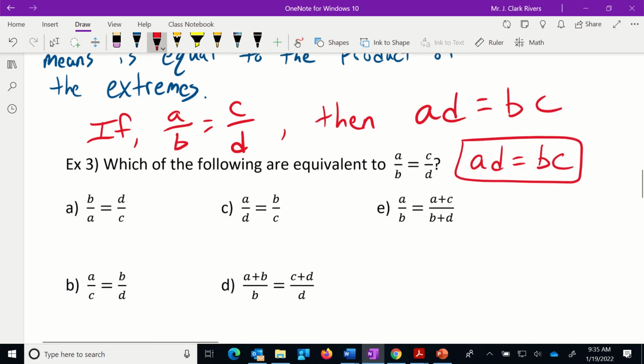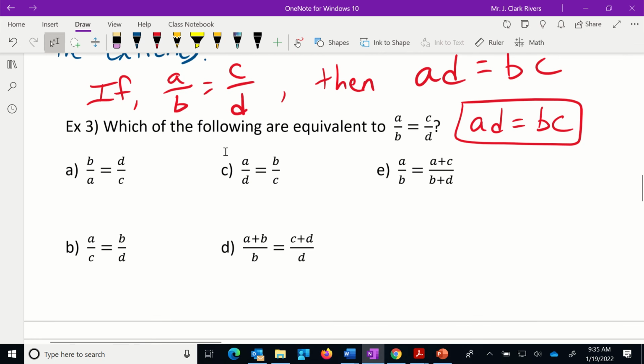So this is just a matching game. We're going to figure out, of these 5 below, which of these 5 are equivalent to AD equals BC. Let me do the first one with you. The extremes, that'd be B times C, BC, right? B times C is the extreme multiplied by the other extreme, is equal to the product of the means, that'd be A times D. So, is BC equals AD equivalent to AD equals BC? Yes or no? Yes, they are equivalent. So we're going to circle A.